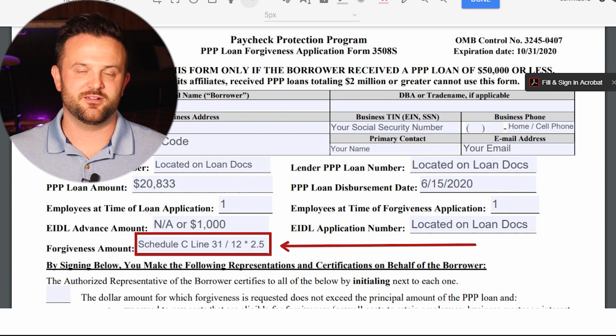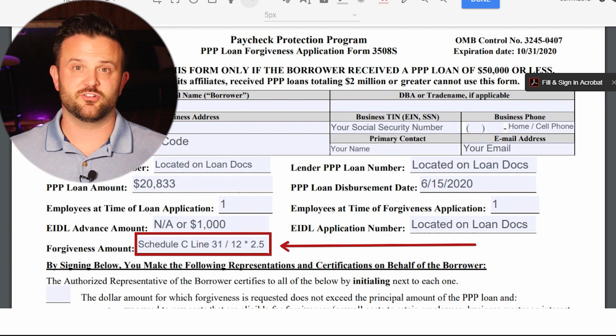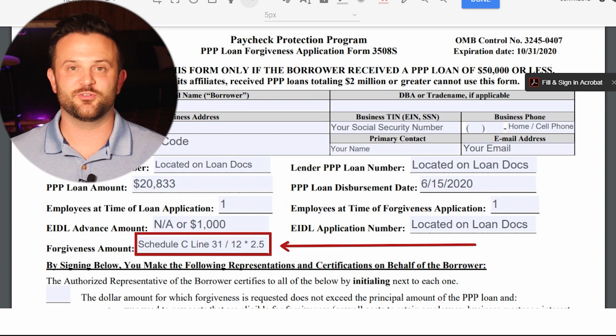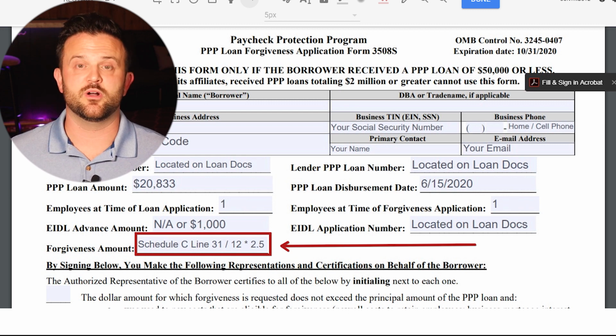And here is the best part about this simplified application. There's no calculations that you have to show. There's no worksheet. They simply want you to write in your forgiveness amount. But the problem that many people are going to have is you're going to ask yourself, what's my correct forgiveness amount? Now, to be clear, there is a calculation that you can do on your own.